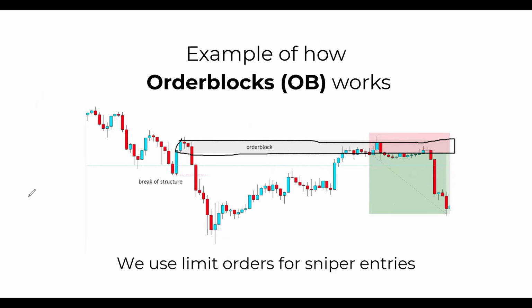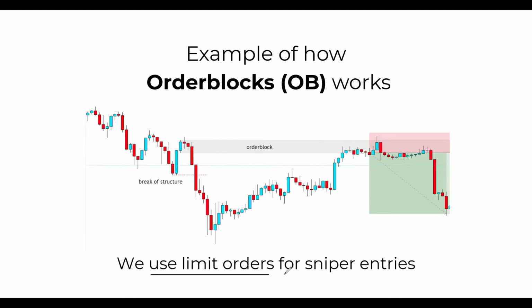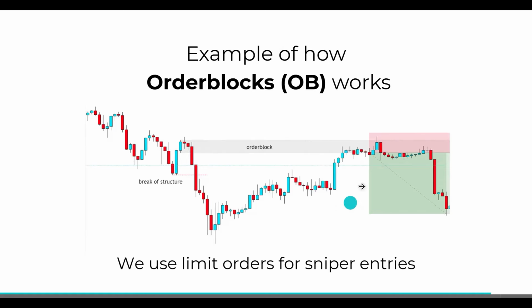Now, there are different ways of trading order blocks. One of the ways that you can trade it is by using limit orders. If you want to get sniper entries, you're going to put your limit order exactly here or at the middle of the edge of the order block, and your stop loss is going to be above the order block, right? So once price comes to tap this order block, it's going to automatically put you in the trade, and you can see the price goes in your direction immediately, right? This example was on a 15-minute time frame, but you can trade on any time frame. So this is how the order block works. We use limit orders for sniper entries.